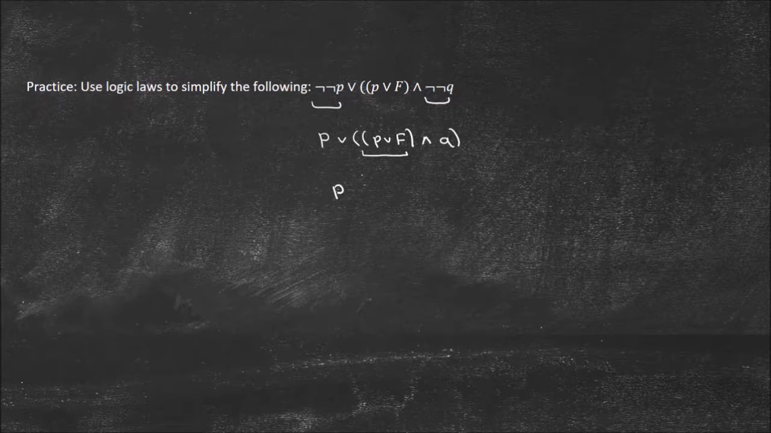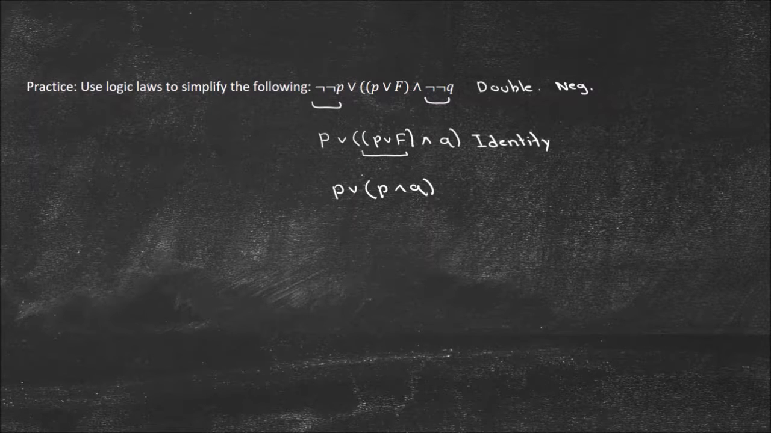So it's going to be P or P and Q. So I simplified the P or F to be just P. And the first step I did double negation. So double negation, I did that twice. And the second step I did the identity law. We talked about that in our first video on these laws.